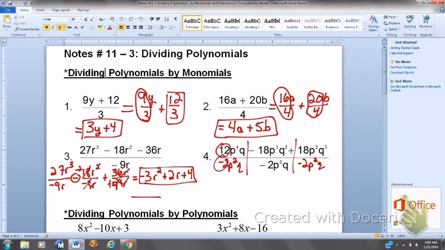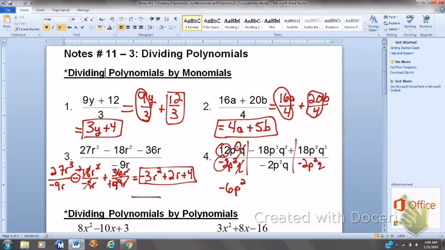12 divided by negative 2 gives me negative 6. I have p to the 4th over p squared, so the p will go in the numerator because it's bigger. 4 minus 2 gives me p squared. And my q's will cancel out. So I have negative 6p squared.